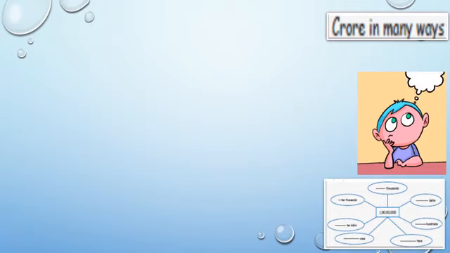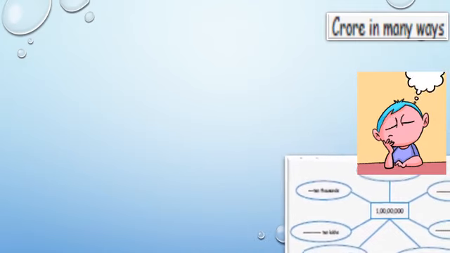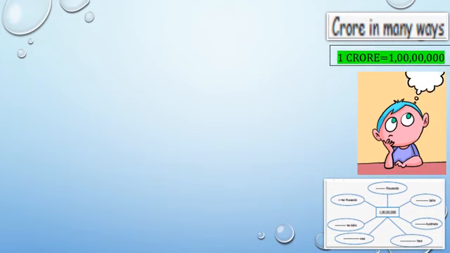Crore in many ways. This is the picture which is given in your book. So, for this only, we are going to find the answer now. Okay. So, 1 crore means after 1, we have to mention 7 zeros should be there, isn't it? If that is so, that is the meaning of 1 crore. So, here is 1 crore.